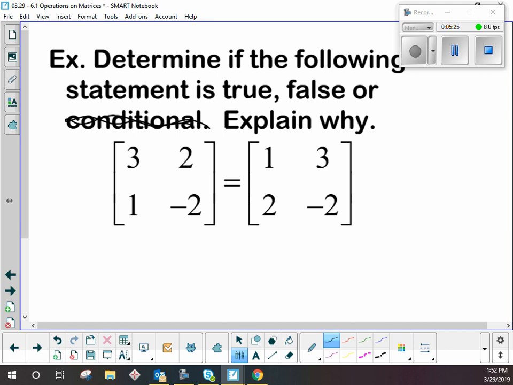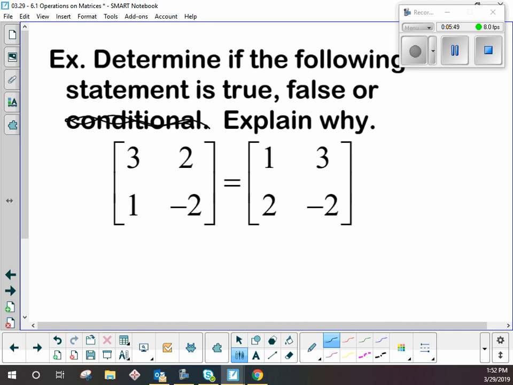So really, I'm just asking you to figure out, do you think that this statement, that left matrix equals the right matrix, is true or false? And explain why or why not. Who thinks it's true? Okay. And who thinks it's false? Okay. Of the people who voted, that was about half and half. And then the rest of the half of the class didn't vote.